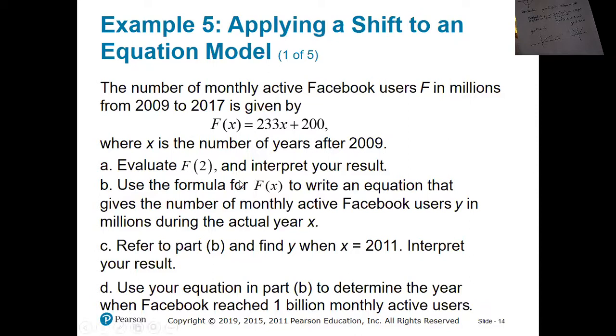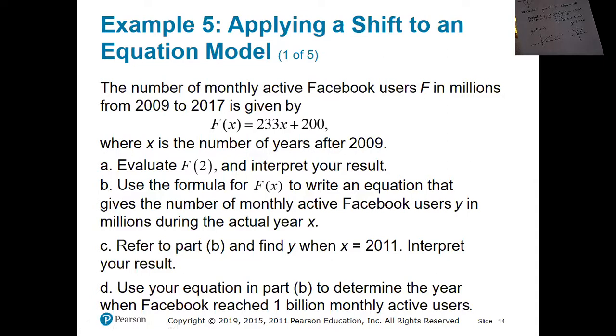All right. So what I really want you to do is B. I want you to write an equation that gives the number of monthly active Facebook users, y, which means I'm going to do y equals, in millions during the actual year x. So here the actual year x is 2009. So all we're saying is this is going to be a shift. And we're talking about an x. So tell me, do you think that shift is going to be horizontal or vertical? Well, if it deals with the x, it's going to be a horizontal shift.